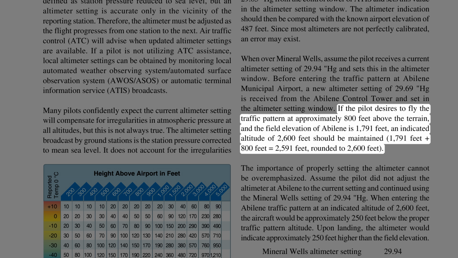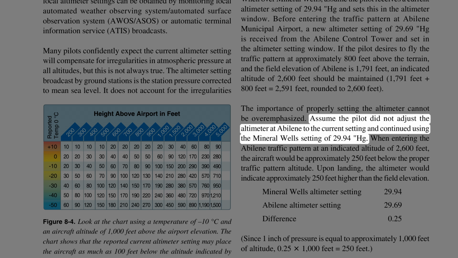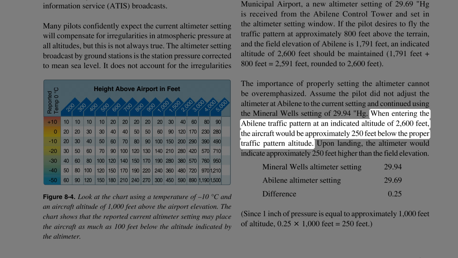1,791 feet plus 800 feet equals 2,591 feet, rounded to 2,600 feet. The importance of properly setting the altimeter cannot be overemphasized. Assume the pilot did not adjust the altimeter at Abilene to the current setting and continued using the Mineral Wells setting of 29.94 Hg. When entering the Abilene traffic pattern at an indicated altitude of 2,600 feet, the aircraft would be approximately 250 feet below the proper traffic pattern altitude.